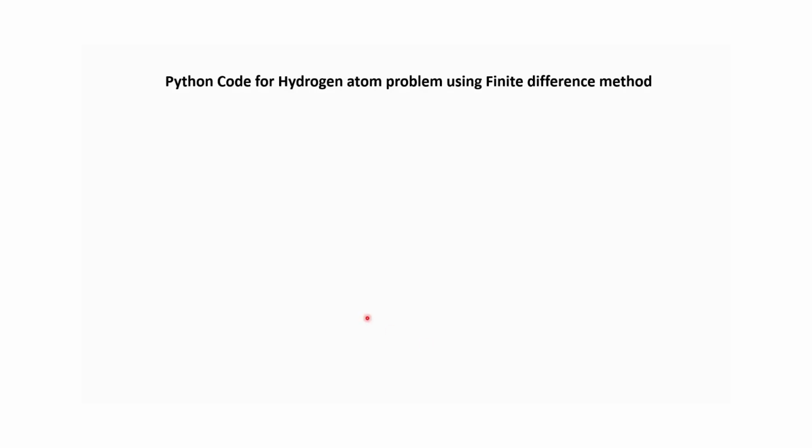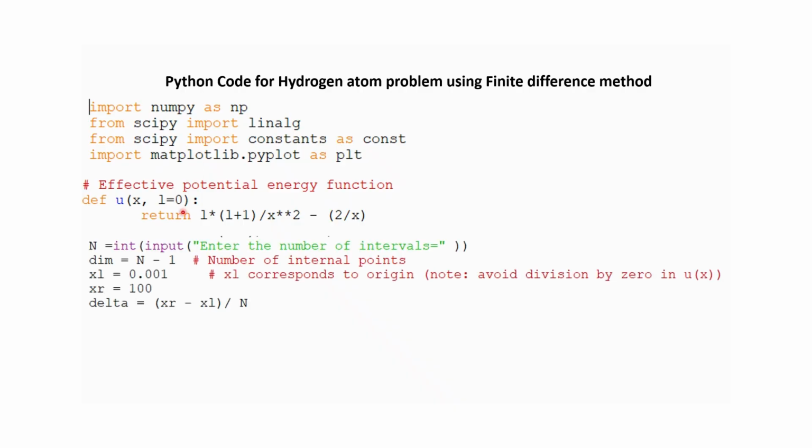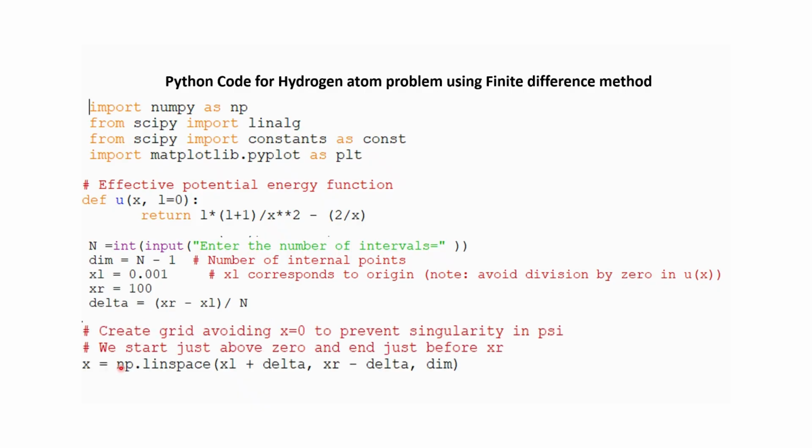So now we will write the Python code for the hydrogen atom using the finite difference method. First, we will import all the necessary libraries in Python. Next, we will define the potential. After this, we will give the different input parameters like the grid intervals, the initial points, the final points, and the value of delta. After this, we will discretize the R.